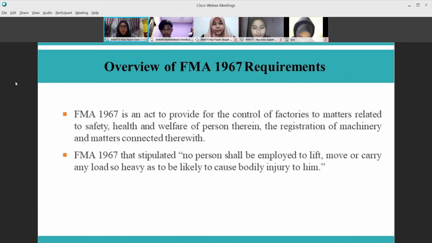Next is the overview of FMA 1967. FMA means the Factories and Machinery Act 1967. This act provides for the control of factories in matters related to the safety, health, and welfare of persons.